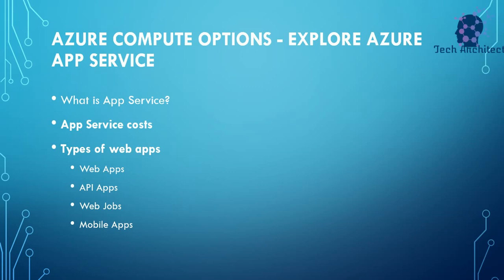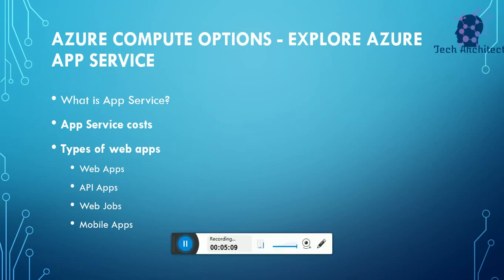App Service costs. You pay for Azure compute resources your app uses while it processes requests, based on an App Service plan. The next thing is the types of web apps. Web apps include full support for hosting web apps using ASP.NET, ASP.NET Core, Java, Ruby, Node.js, PHP, or Python, with Windows or Linux as a host operating system.